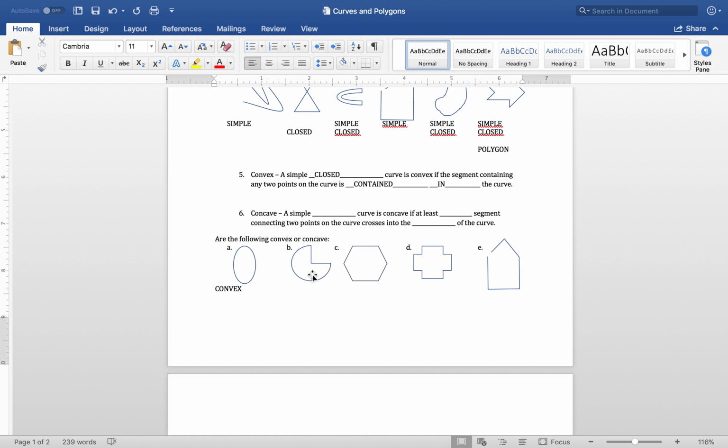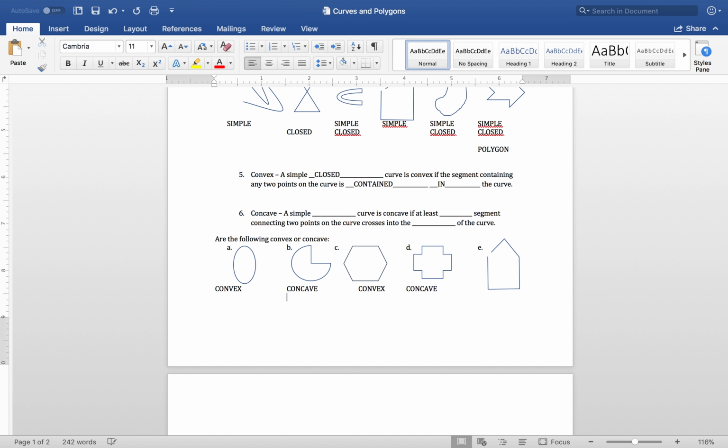For B here, if I made a line segment over here on the mouth or the opening, it would be on the outside. We call that concave. You can think about it being a cave, like where a bear lives. This was a circle and we caved in part of it. C is convex. D is concave because of my 4 caves. If I made a line segment connecting these 2 points, it would be on the outside of my shape.